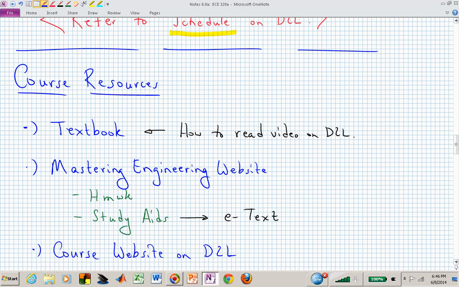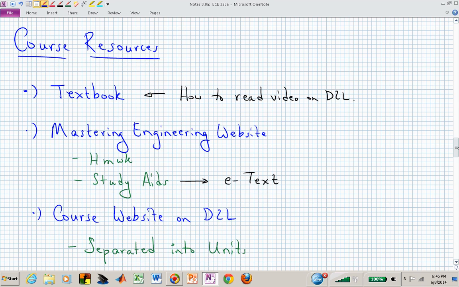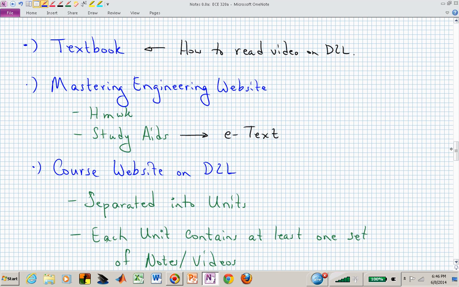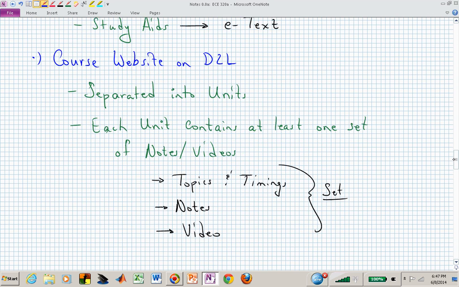There are many resources for the course. The textbook will actually be available as an e-text in the Mastering Engineering website. I provided a little segment on how you might try to read the textbook on D2L. The homework, again, will be through the Mastering Engineering website. The course website is on D2L.